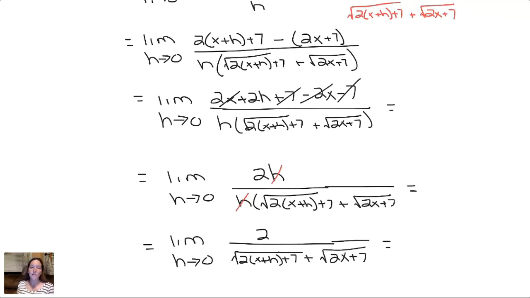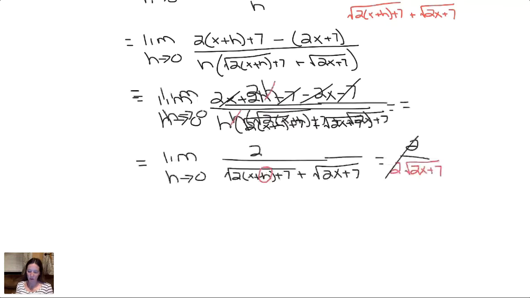So now we can try plugging in h equals 0 again to see what happens. We plug in h equals 0, and we get 2 on the top. On the bottom, hopefully you notice that if I take this h away, my two square roots are the same, right? So they're both going to be the square root of 2x plus 7. So I'm actually going to have 2 square roots of 2x plus 7. And then those 2's cancel. And we get 1 over root 2x plus 7.